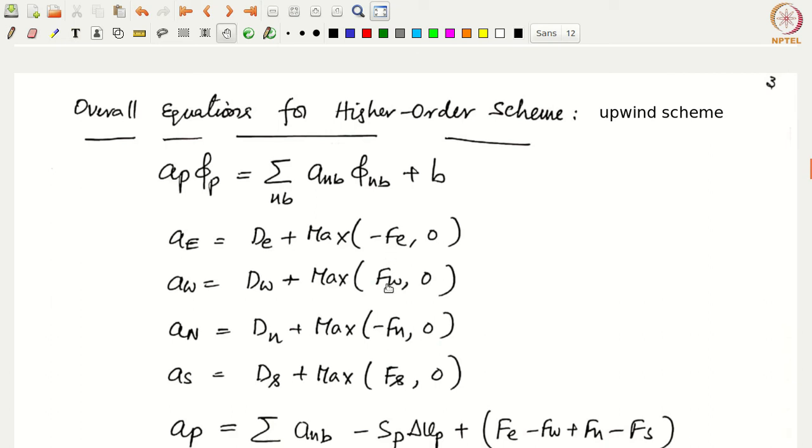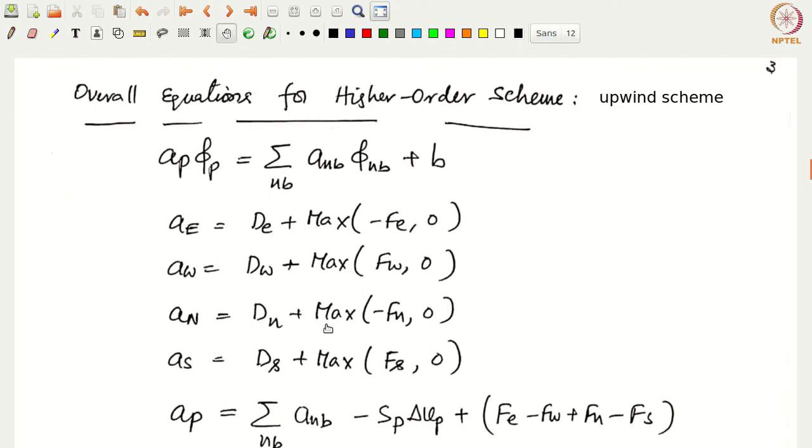Notice that there is a minus and a plus here. This is because we have defined the flow rate as simply rho u east delta y here, and we have defined it here simply as rho u w delta y. So we have not defined these as the dot product of rho u bar dot A bar. Rather, we have simply written it as density times velocity times area. As a result, we got this minus plus issue. And similarly, A north would be d north plus max of minus F_n comma 0, and then A south would be d south plus max of F_s comma 0. Okay, we have already known about all these things.